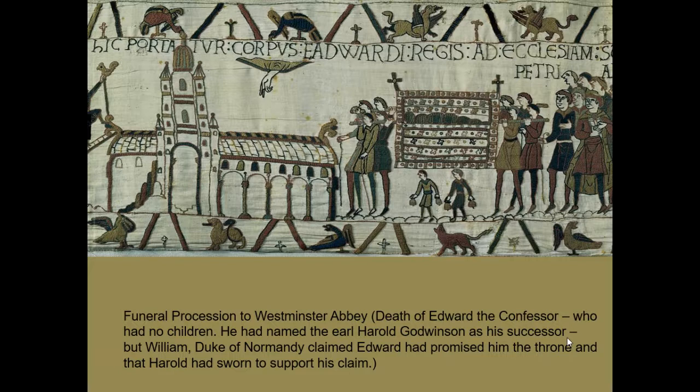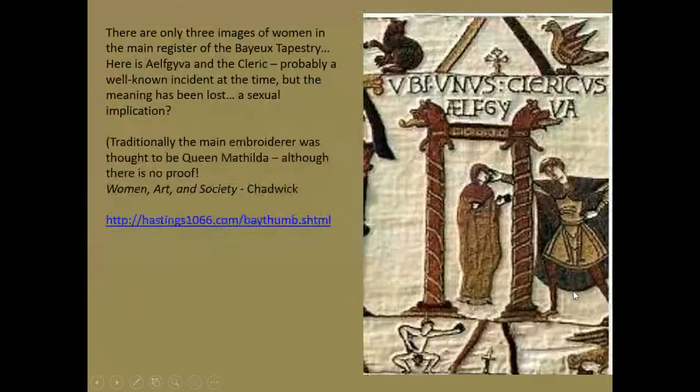This is the funeral procession for Edward. Edward the Confessor was the king. He dies without heir, and that kind of sets the stage for this big conflict. You can see God the Father kind of blessing the church as the body is carried to Westminster for interment.